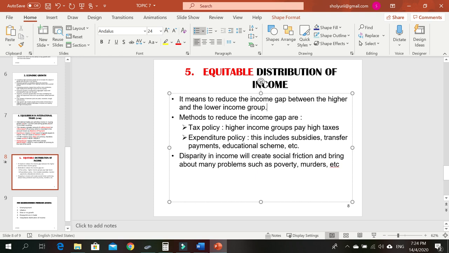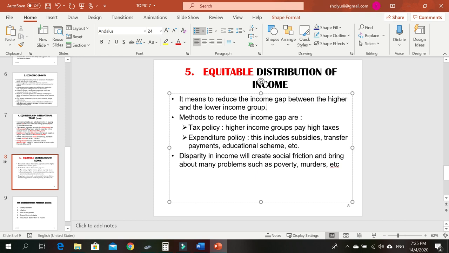Oh, susah-susah sangat. Jadi macam dia, orang risau. Dia, orang kata, tak selamat. Diorang ni, bila diorang susah, diorang akan lakukan apa saja possible to get a way of living. And bring about many problems such as poverty, murder and etc.